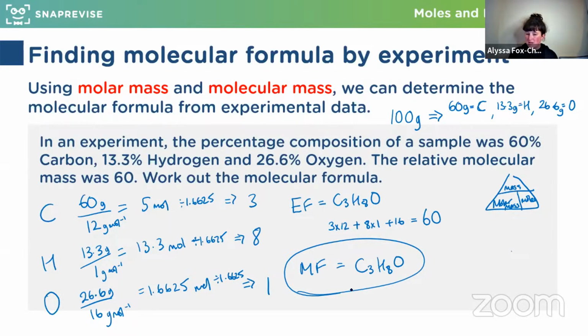Is anybody not happy with any of that and wants to ask a question about that? So we've worked out the ratio between the relative molecular mass and the mass of the empirical formula. And it's a 1-to-1 ratio, which means the molecular formula is the same as the empirical formula. Easy peasy.